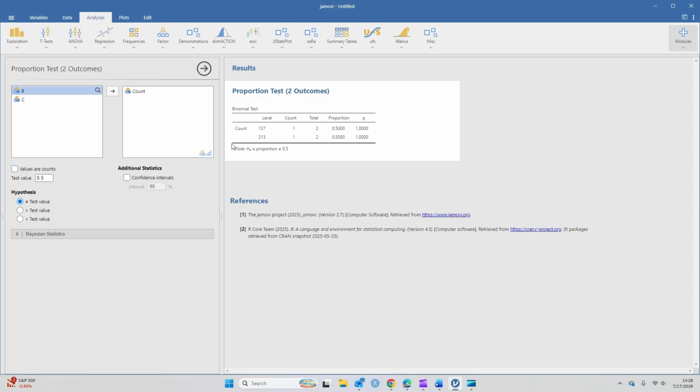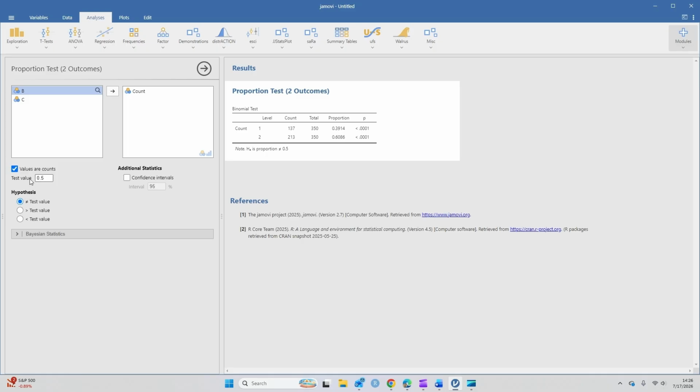And now what you'll see is instead of the levels being 137 and 213 with a count of one each, I can click on this and now I have two levels, and the first level is the 137 and the second level is the 213. I can see the proportions of watched and didn't watch, right?